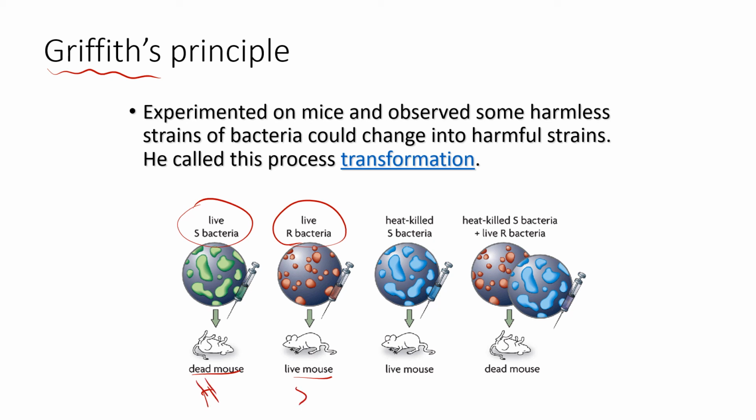Now, he took this S bacteria, the harmful bacteria, killed it with heat and injected it into the mouse. The mouse was good. He lived. But when he took the S bacteria that had been killed with heat together with the R bacteria that should have been safe, so these should both be safe, the mouse still died. And this is because he found that this dead bacteria could still put DNA into this live bacteria and cause this live bacteria to turn harmful.